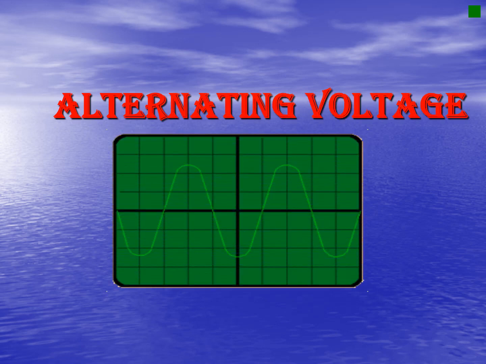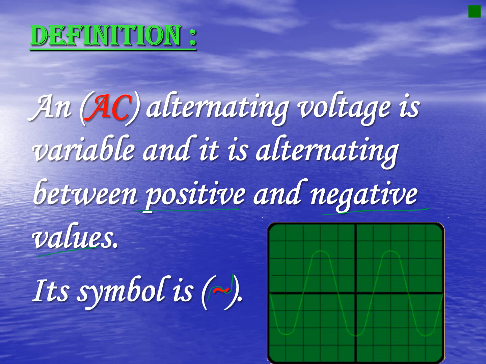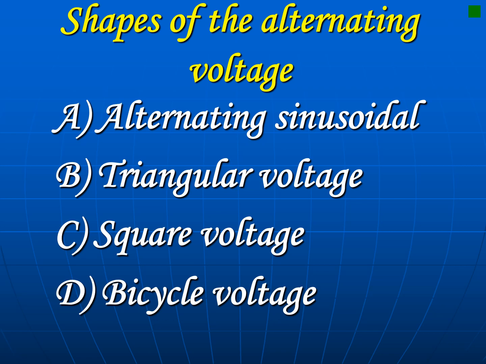Now, alternating voltage. Definition. An AC alternating voltage is a variable voltage alternating between positive and negative values. Its symbol is alternating. Shapes of the alternating voltage: alternating sinusoidal, triangular voltage, square voltage, and bicycle voltage.